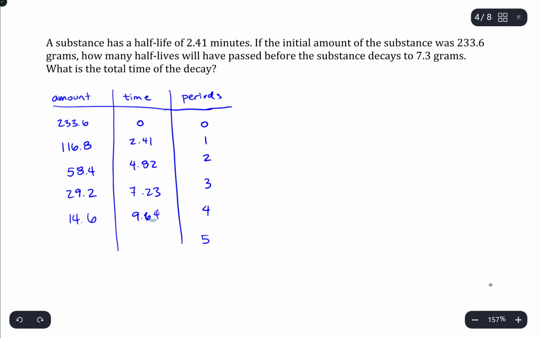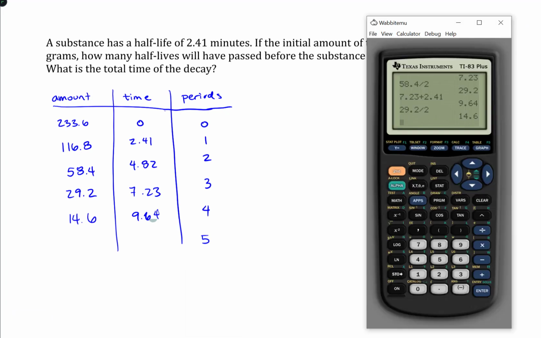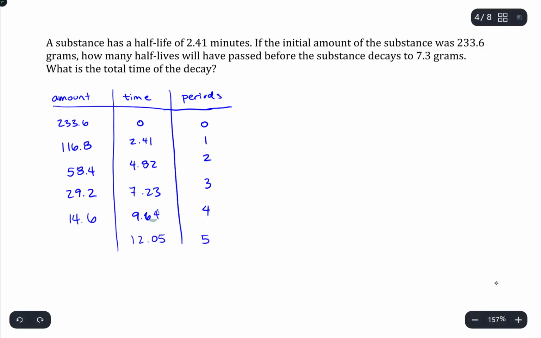Now, a fifth time period passes, and now we're at 9.64 plus another 2.41 minutes, and that's 12.05. And then 14.6 divided by 2 is 7.3. So that's actually the amount that they wanted in the end. And it's no mistake that this ended on an integer amount.